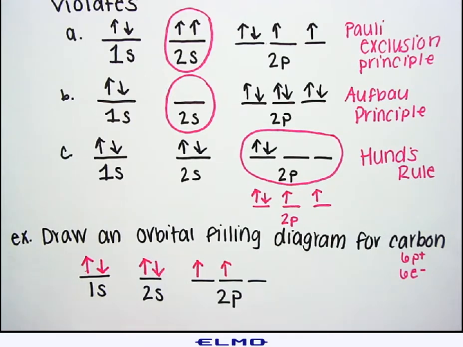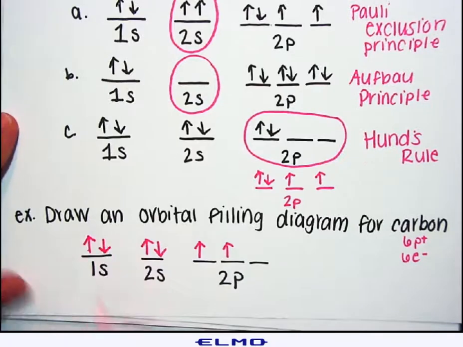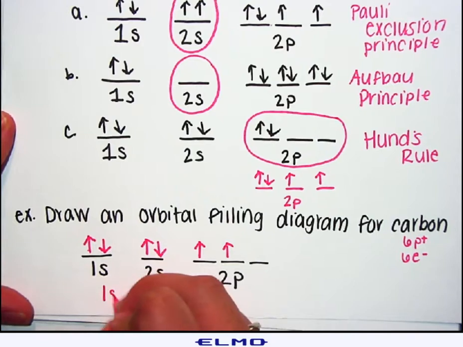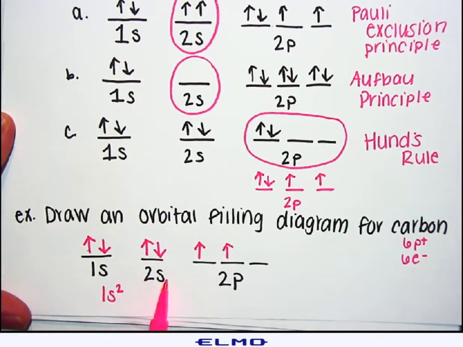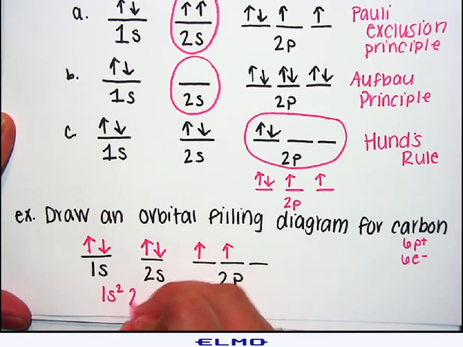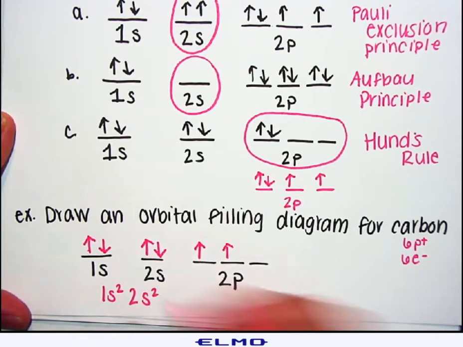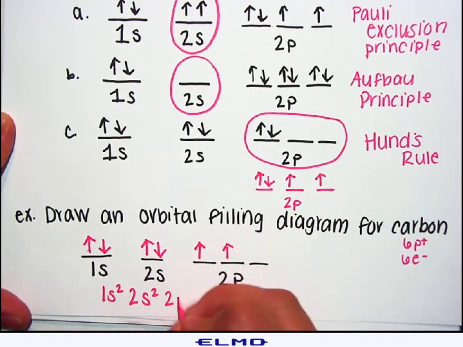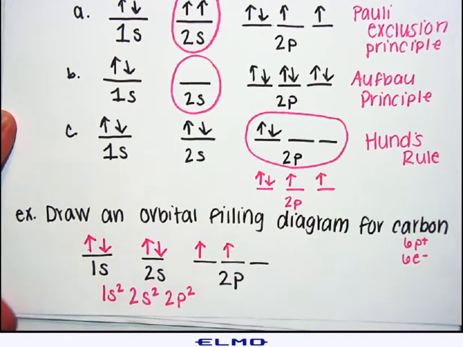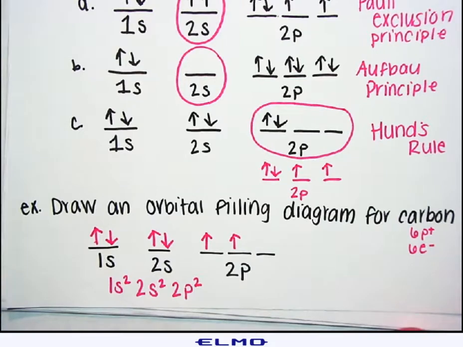Last thing I want to show you really quick, next lecture we're going to talk about how to write electron configurations without drawing the orbital filling diagram. Again, arrows represent the number of electrons. So this would be 1s2. In my 2s orbital, I have 2 electrons, 2s2. In the 2p orbital, I have 2 electrons, 2p2. So we will get to that next lesson.